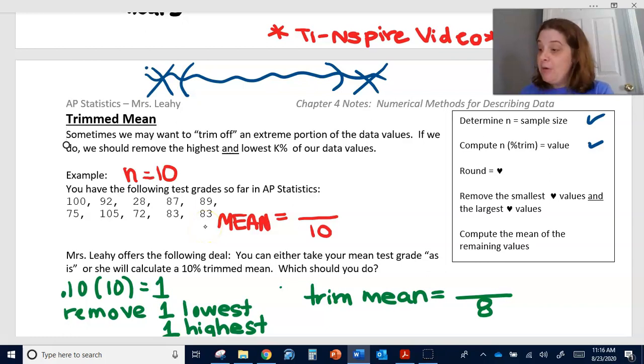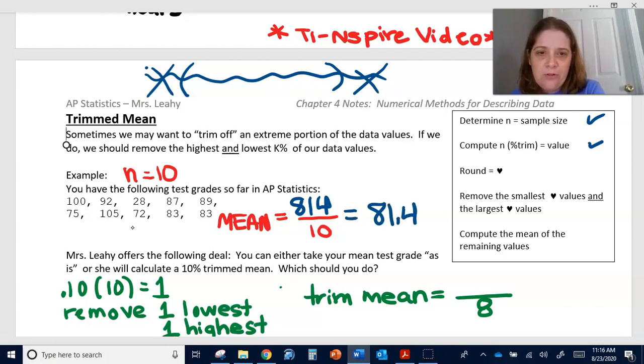So to find the mean, again, I would add these all up. All right, so what do we have here? Let's see, 100, 92, 28, 87, 89, 75, 105, 72, 83, and 83. That looks like 814. I'm going to divide by 10, and that gives me 81.4. So that's your mean grade right now, an 81.4.